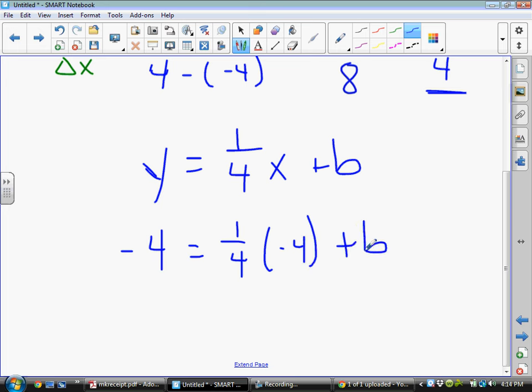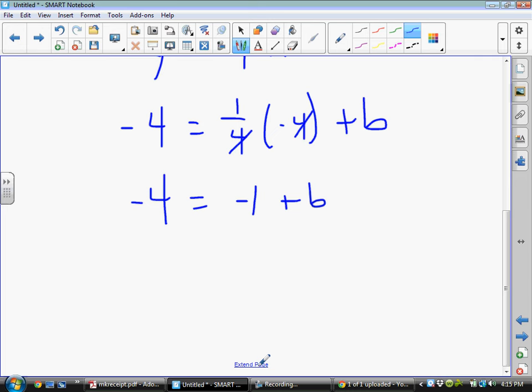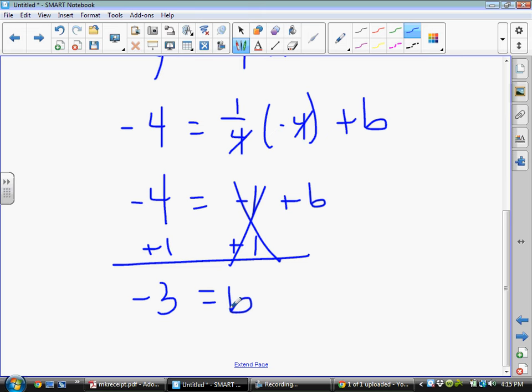I need to find b. There should be no letters besides the b in our equation, because if there's another letter left, we're not going to find it. So negative 4 on this side equals this 4 on the top being divided by a 4 makes them cancel out, so all I have left is a negative 1 plus b right there. You can double check that on your calculator. To get rid of this minus 1, I need to add 1 to both sides. Now this is gone, so now this says negative 3. My starting value, or my y-intercept, is negative 3.